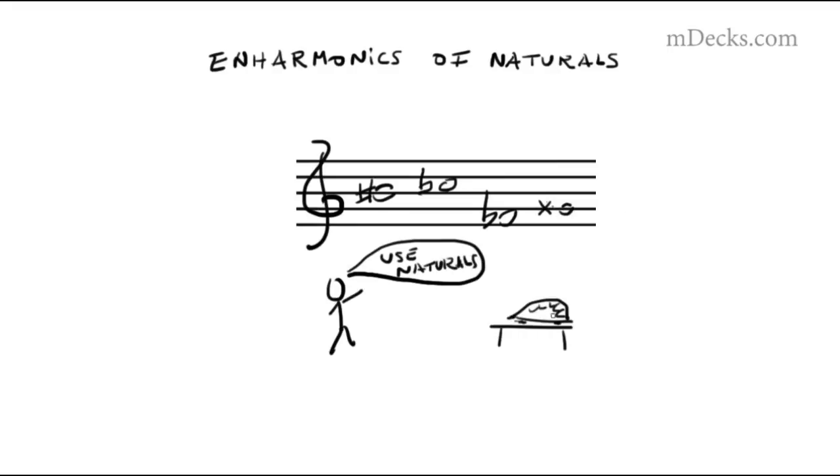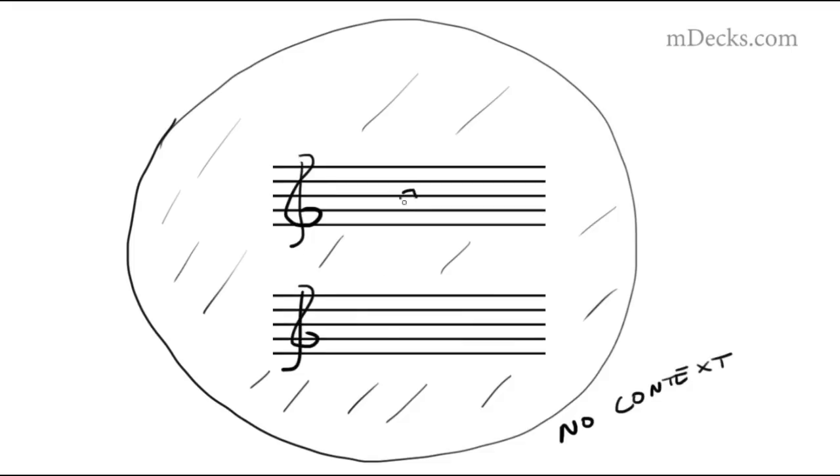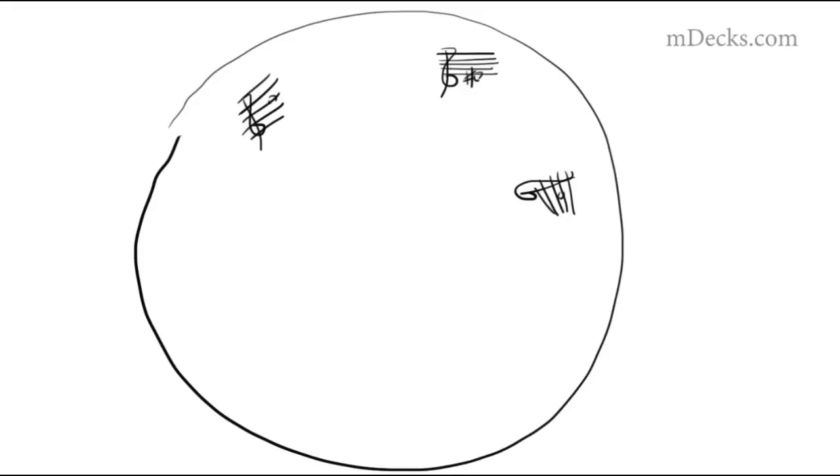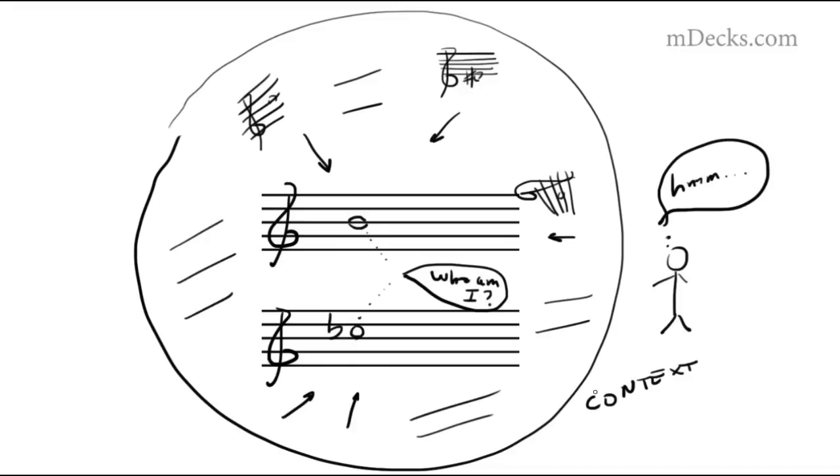The reason is simple: context. Without context, a note is just pitch and rhythm, and there's no reason to choose writing C flat instead of B. But when in context, a note usually carries functional or intervallic information that should be reflected by its spelling.